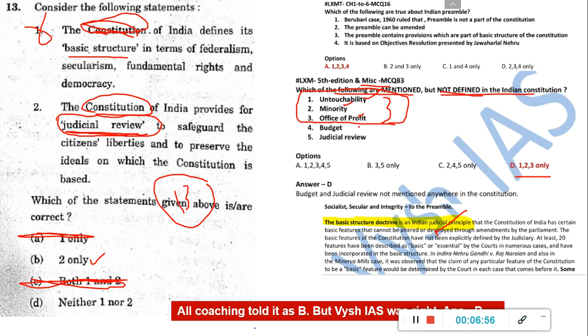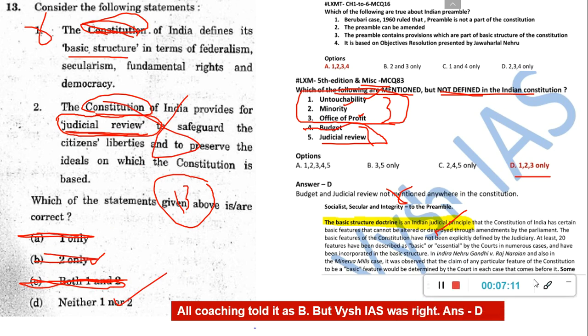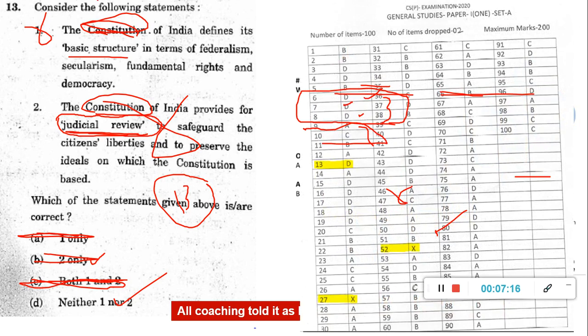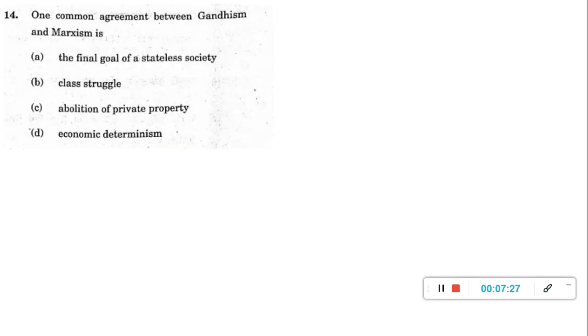Okay, now if you see budget and judicial review, these two terms are neither mentioned nor defined in the constitution. So this is not there, and the answer will become neither 1 nor 2. This is what we had told at that time. But again, many other students also came and asked how can you tell that it is not? But when the official answer key of UPSC came, question number 13, if you see set A, it is D, neither. This is the official answer key of 2020 set A, and set A is what I am discussing. So the answer is neither 1 nor 2.